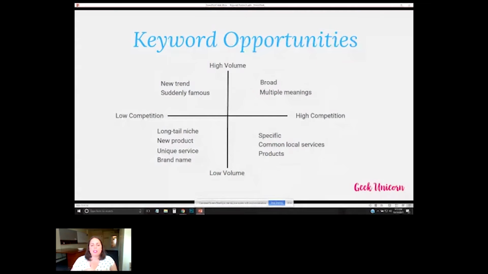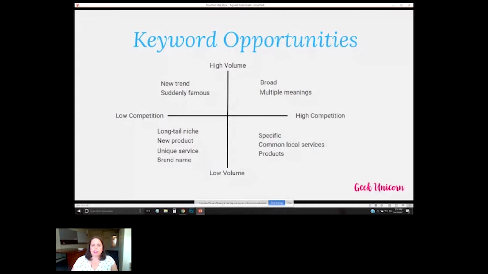So high competition, low volume are usually keywords that are a little bit more specific, and they usually are filled up by common local services or products. The reason you get high competition for those is because people are trying to outrank their competitors for those common services or products, like plumber, or drywall, or whatever it is. Those are some services that would be higher competition.